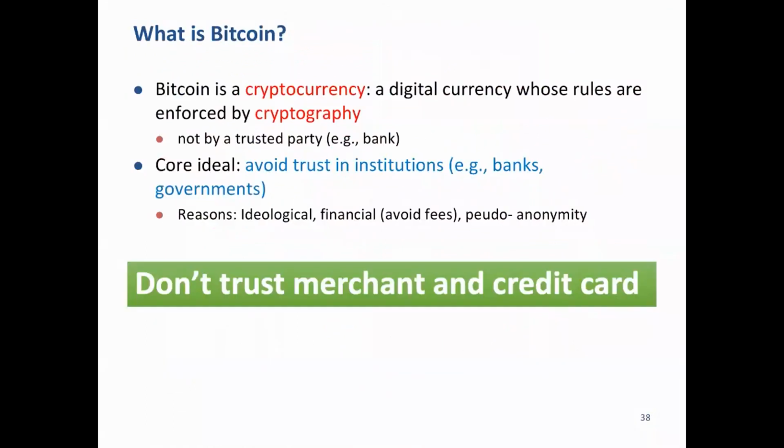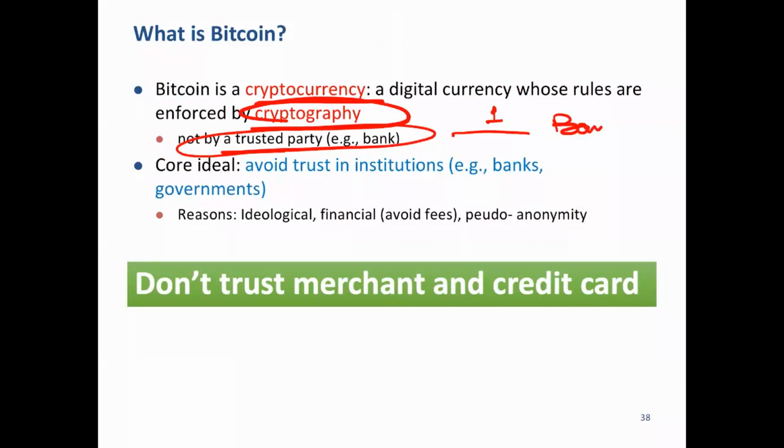Okay, so what are the principles of Bitcoin? What is Bitcoin? It is a cryptocurrency where rules are enforced by cryptography. Okay, point number one. The next point is, not by a trusted party. There is nowhere a bank or government involved. What does it mean then? You can send Bitcoins to anybody anywhere in the world without paying transaction fees, and without anybody knowing about it.